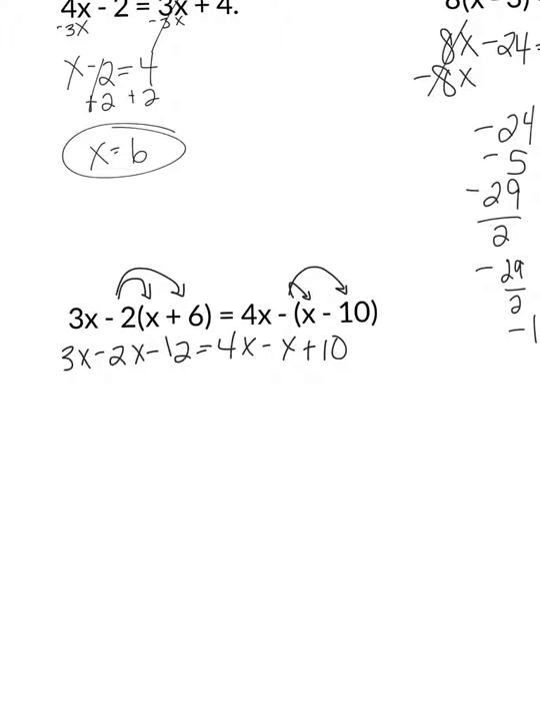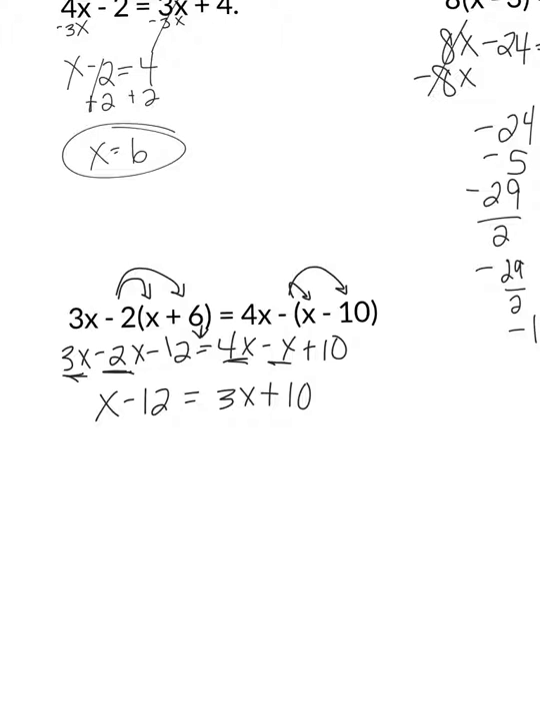So step 1 is distributive property. Step 2, combining like terms. This time I have like terms on either side of your equal sign. So here on this side, on the left side, I've got a 3x and a negative 2x that I can put together to create x. Drop down my minus 12. Drop down my equal sign. On the right side, I have 4x and negative x. I can put those together to create 3x plus 10.